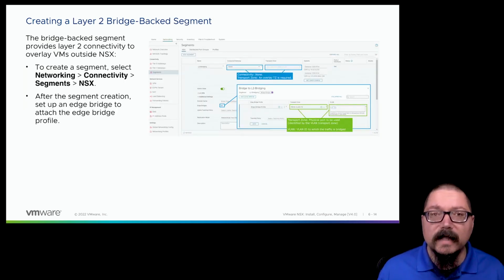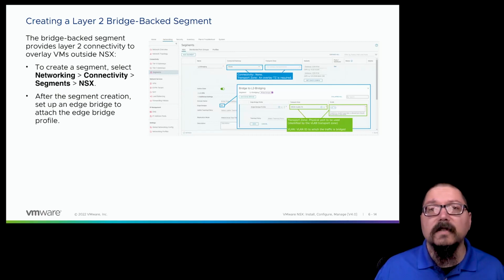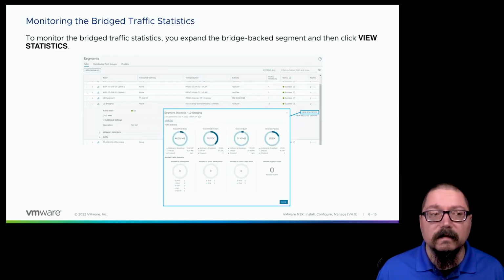So here we're editing a segment. We have our bridge configuration where I can set my bridge profile and define the VLAN ID that we want to bridge to, right? At this point, the bridge will be instantiated and we'll be able to pass traffic back and forth from the overlay network to the VLAN over layer 2.